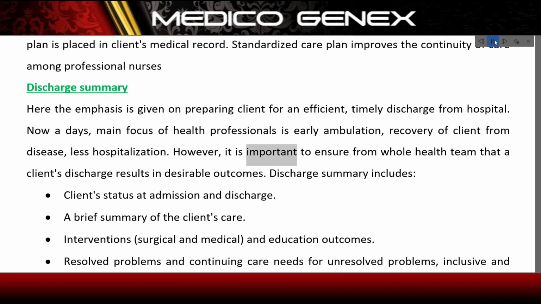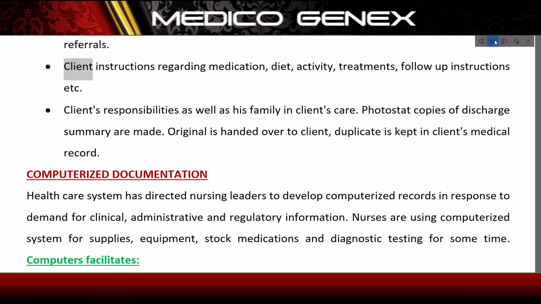However, it is important to ensure from the whole health team that a client's discharge results in desirable outcomes. Discharge summary includes the client's status at admission and discharge, a brief summary of the client's care, interventions, surgical and medical, and education outcomes, resolved problems and continuing care needs for unresolved problems, inclusive of referrals, client instructions regarding medication, diet, activity, treatments, follow-up instructions etc.